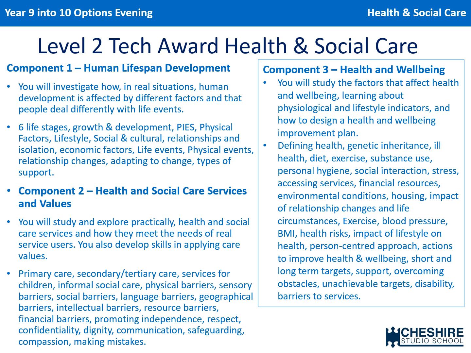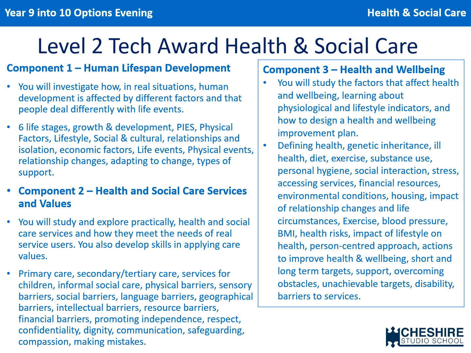So they start by looking at what health is, how our genetic inheritance may affect our health, how factors like diet and exercise and substance use all have an impact on our health and wellbeing, as well as things like personal hygiene, social interaction, stress and accessing services. Students then go on to look at environmental conditions, so pollution, housing, and how relationship changes and life circumstances impact on our health and our wellbeing throughout our life also.